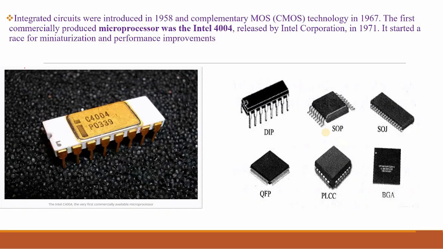Integrated circuits were introduced around 1958. Complementary MOSFET, CMOS technology, was introduced in 1967. The first commercial microprocessor was introduced by Intel, that is nothing but the 4004, in the year 1971. This is a basic 4-bit microprocessor. When you study the microprocessor subject, they start with the first microprocessor, the 4004, invented in 1971.